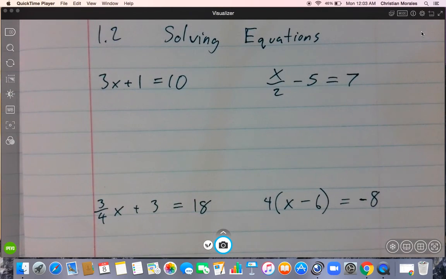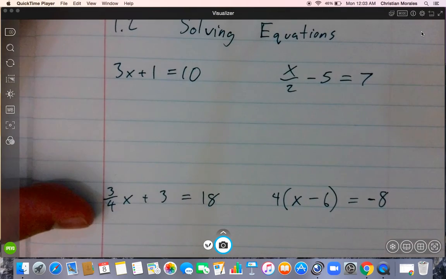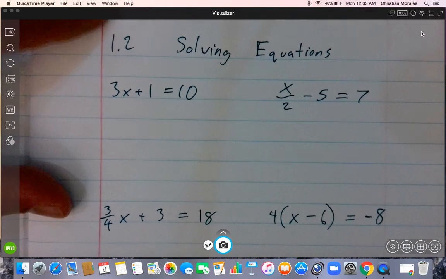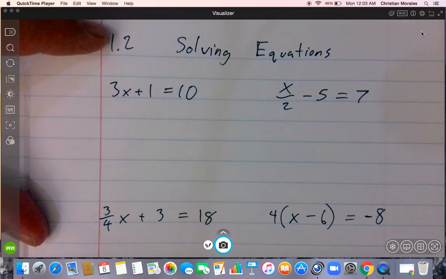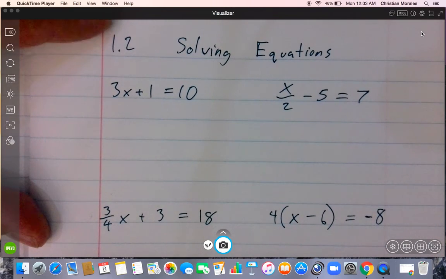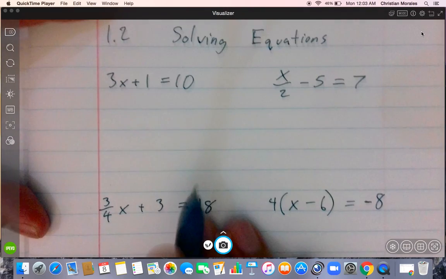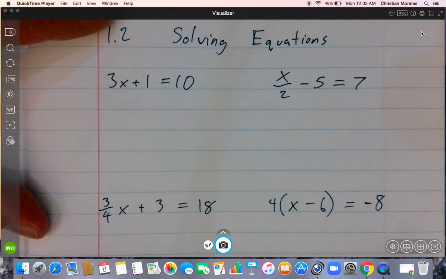Okay, second lesson for the first day, 1.2, solving equations. So now we're going to be using inverse operations to solve multi-step equations, starting with these two-step problems. Most of these problems require two things to be canceled out to solve for x or any variable, right?